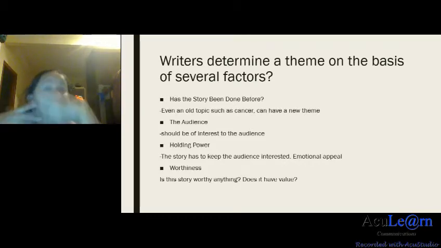Okay, when you write, ask these questions right here. So the first one, has a story been done before? For example, if you want to talk about cancer, you don't want to talk about the same thing about cancer. You must have a new theme about cancer that is attractive for people to read on, and you need to consider the second one, which would be the audience. It should be of interest to the audience.